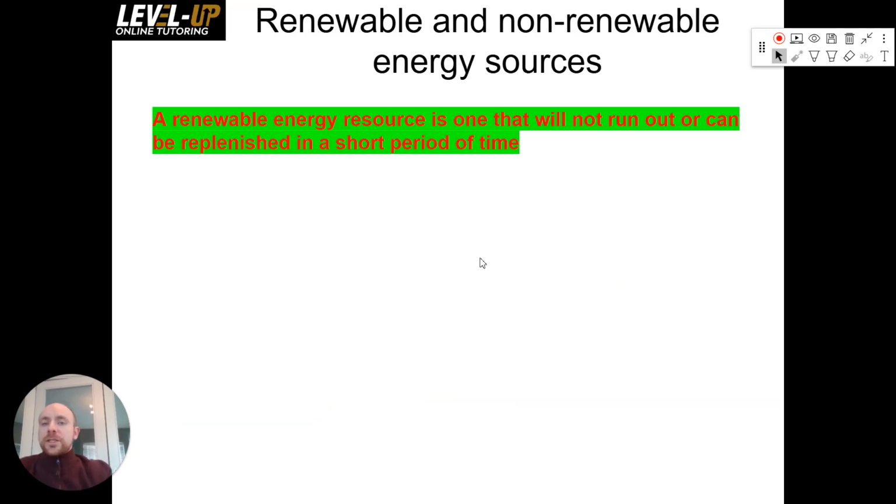Before we look at that, though, we need to know two really important things: the difference between renewable and non-renewable energy sources. So definitions, get these down, they're in green, so make sure you write these down or know them off by heart. A renewable energy resource is one that will not run out or can be replenished over a short period of time. That's a little bit open to interpretation, but short period of time, generally 20, 30 years. If you can renew it within that time, that's generally considered renewable.